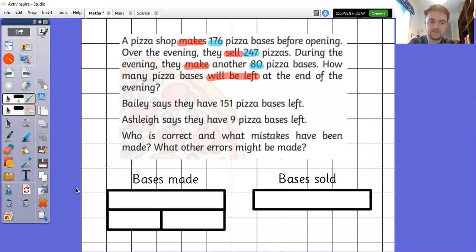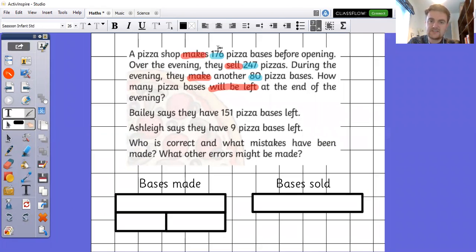Now, if I look at the 2 numbers that are being made, these 2 numbers are going to have to be added together. Now, the question has tried to trick us by not having those numbers next to each other. But I know that because they make 176 bases and they make another 80, that those 2 numbers will have to be added. So 176 plus 80.